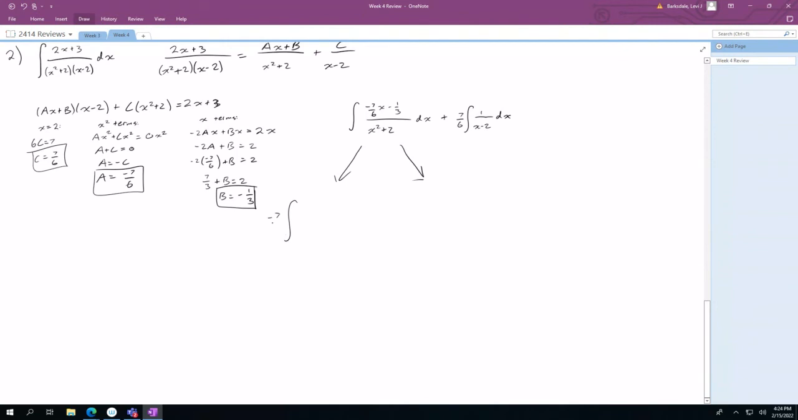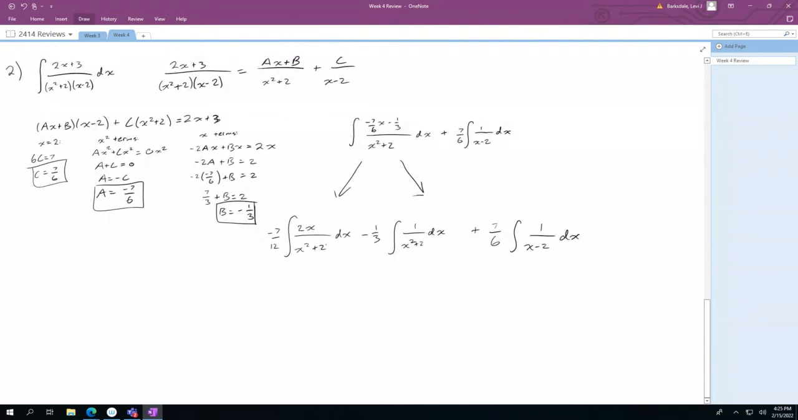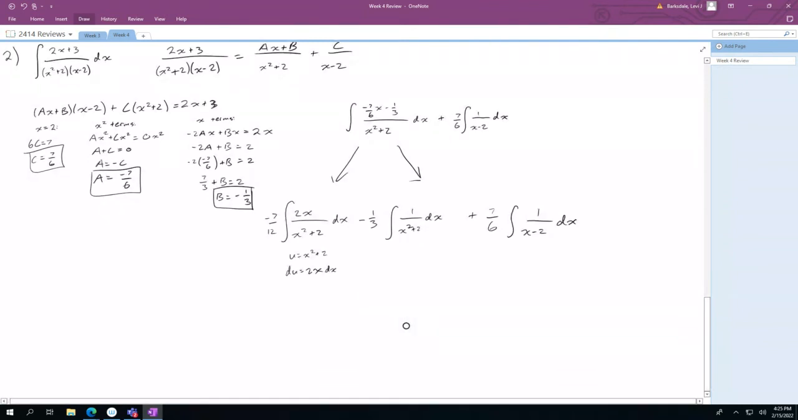So this is -7/6 times the integral of x over x squared plus 2. In fact, I'm actually going to make this 2x and then a 12 on this bottom. And then I have -1/3 times the integral of 1 over x squared plus 2. And I still have plus 7/6 integral of 1 over x minus 2. Now, the reason I put this 2x here is because now this really well matches for a u sub if I let u equal x squared plus 2, and du is equal to 2x. And this would get me 1 over u du.